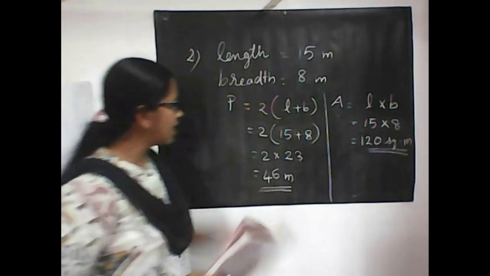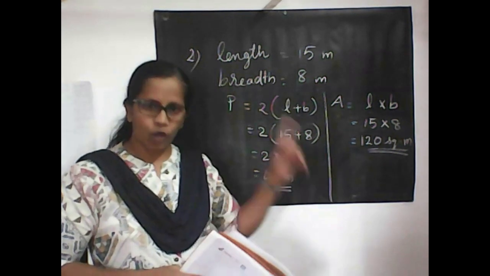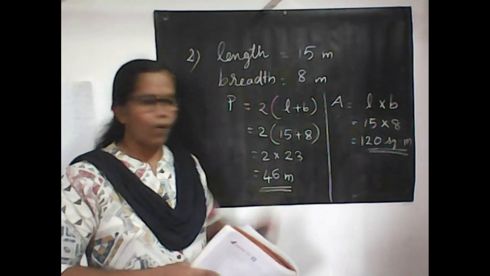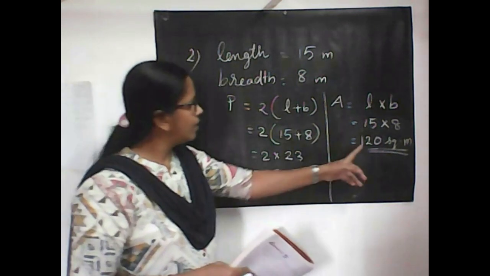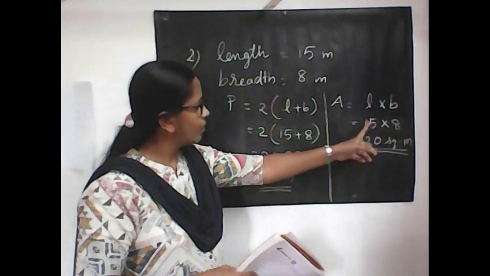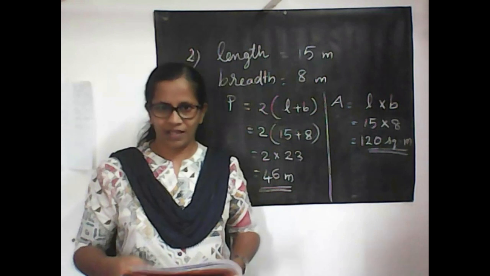Okay. You will get the answer as perimeter is 46 meter. Perimeter means what? The total length. All the 4 sides we add, we will get 46 meter. Then area is equal to length into breadth, 120 square meter. I hope you can do it.